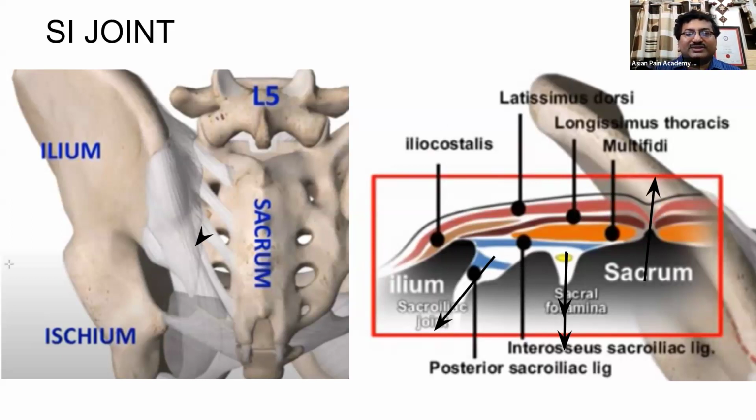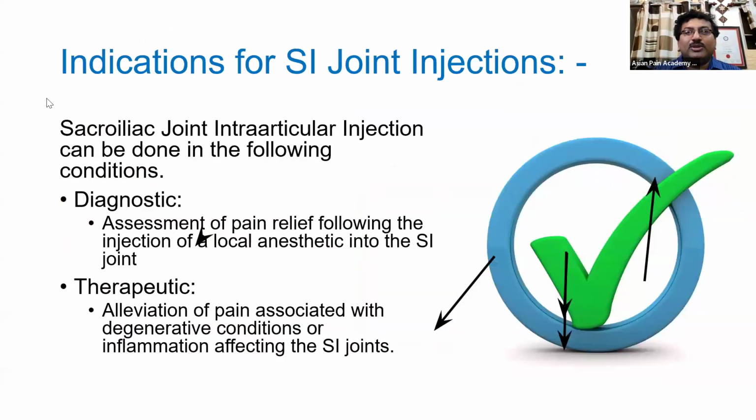Now, as we move next, we'll see the indications. Again, indications are of two types. One is therapeutic, another is diagnostic. The diagnostic is to establish the sacroiliac joint as a pain generator, and the therapeutic is for the treatment of sacroiliac joint pain or sacroiliitis. It may be secondary to some other disorders like trauma.